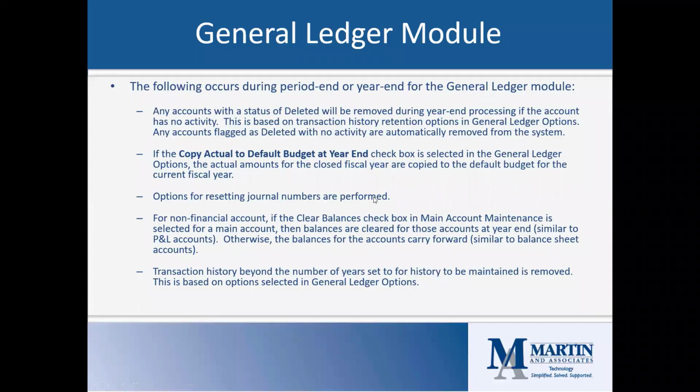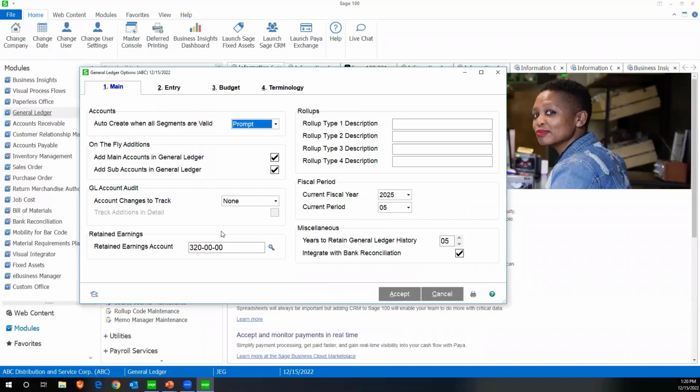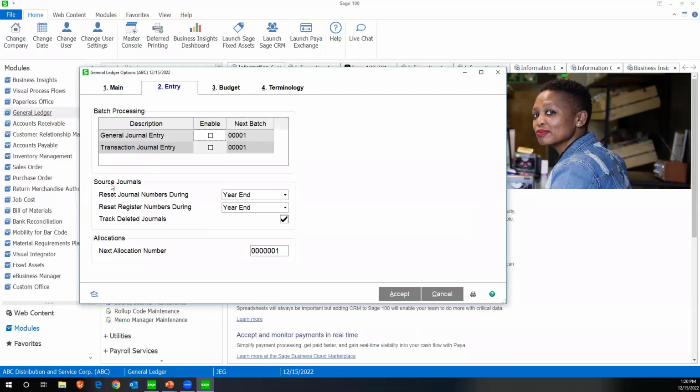Options for resetting journal numbers are performed. So that's dealing with it out in the GL options. When you make a journal entry or you do a register, like a cash receipts register or a check register or an invoice register, there's a number assigned to them. This happens at potentially year end or period end if you tell it to reset those numbers for the journals and the registers. If you say year end, it does it at year end. If you say period end, it does it at period end. If you say never reset, it never resets them.